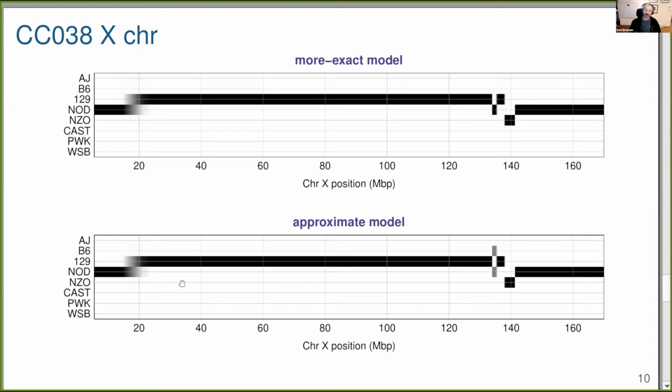For the X chromosome, there are some important differences that really relate to the X chromosome in Collaborative Cross mice only including 5 of the 8 founders. So here for this CC038, using the more exact model versus the approximate model, there's one difference: in the approximate model, you can't distinguish whether it is B6 or NOD in this one region, whereas in the exact model, you know that B6 shouldn't be there, so it has to be NOD.